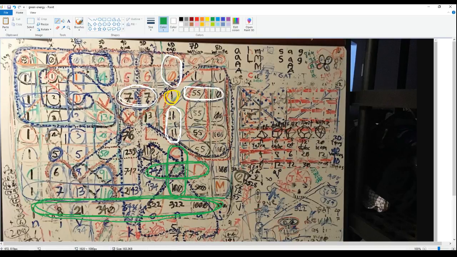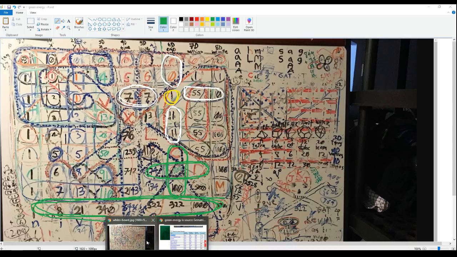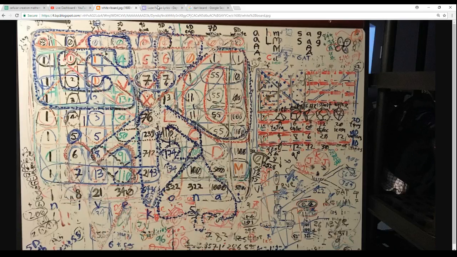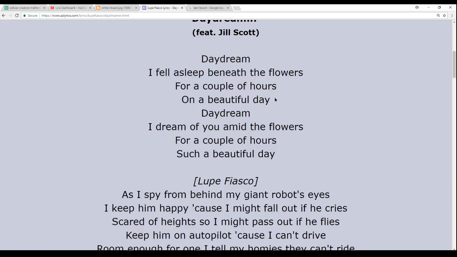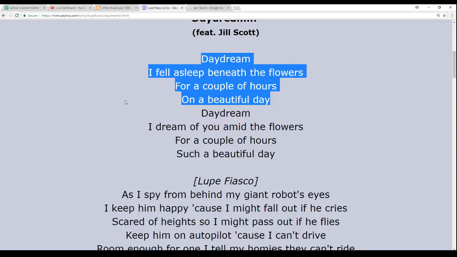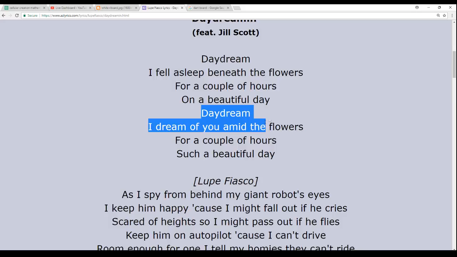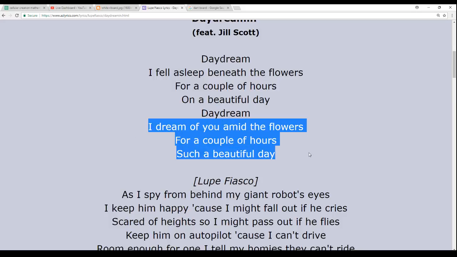I fell asleep under the flowers for a couple of hours on a beautiful day. Daydream. I fell asleep beneath the flowers for a couple of hours on a beautiful day. Daydream. I dream of you amid the flowers for a couple of hours I waste on every day.